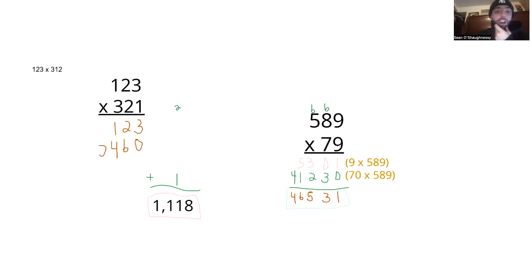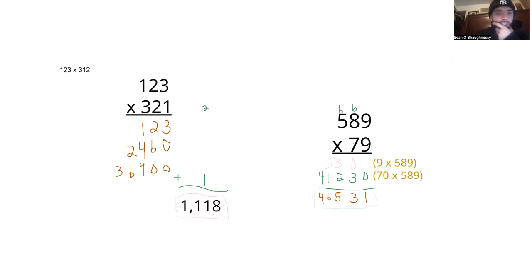Now I'm working out of the hundreds place. This is the most important part. I'm going to put two placeholder zeros here. And now I'm going to do 3 times 3 gives me 9. 3 times 2 gives me 6. 3 times 1 gives me 3. And now I just need to add.